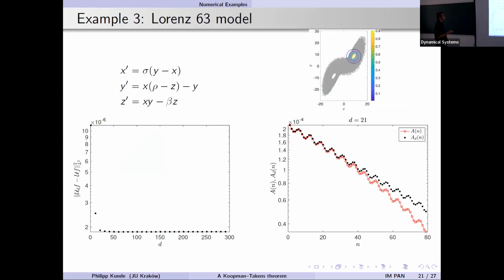But now, for the Lorenz model, which is mixing, you see that first it looks great, but then you reach some constant level and your approximation does not get any better. So it is not working for the Lorenz. It works up to some precision, but then you don't get better. And for the autocorrelation, you also see that it starts to deviate.